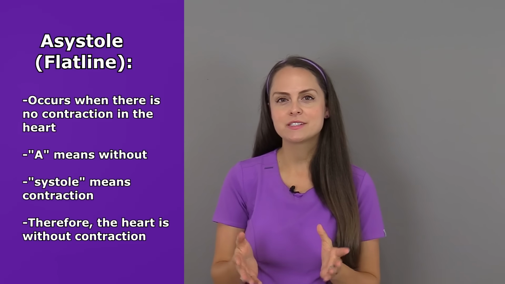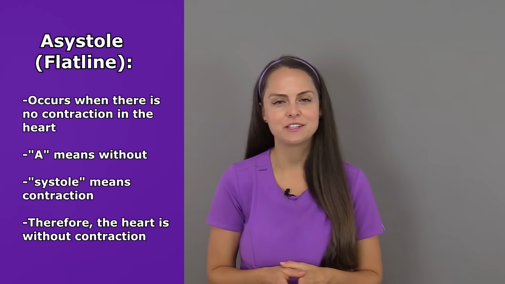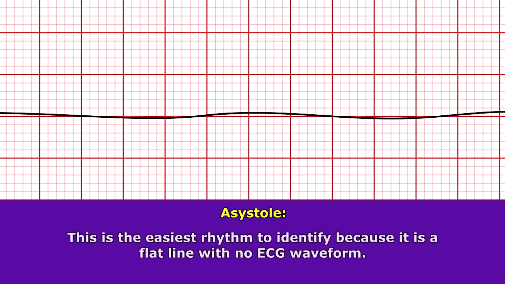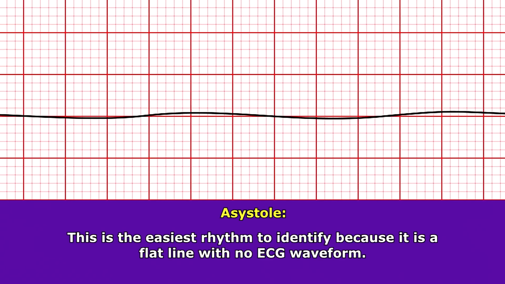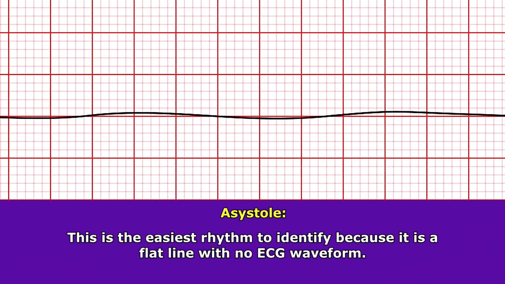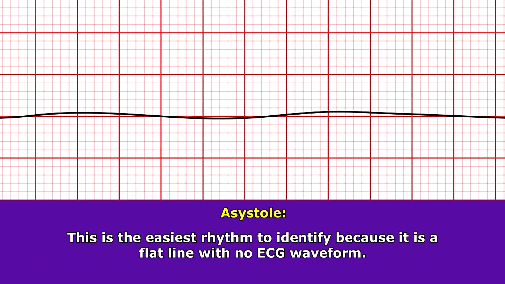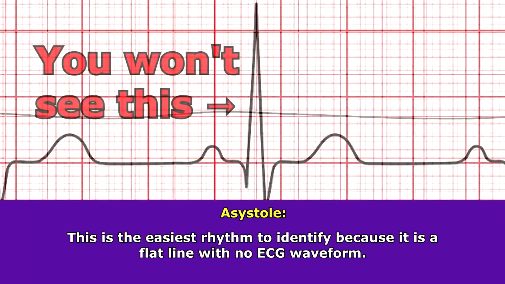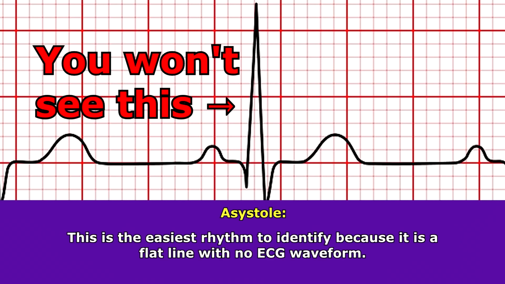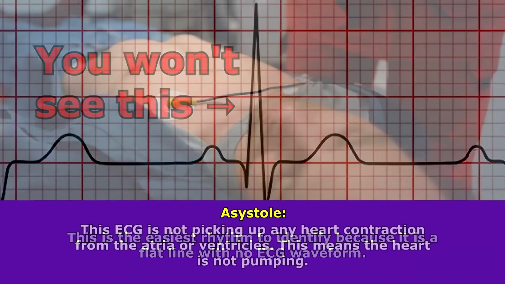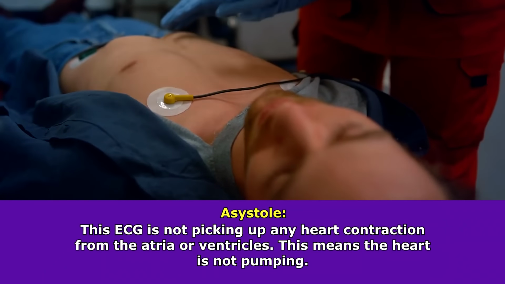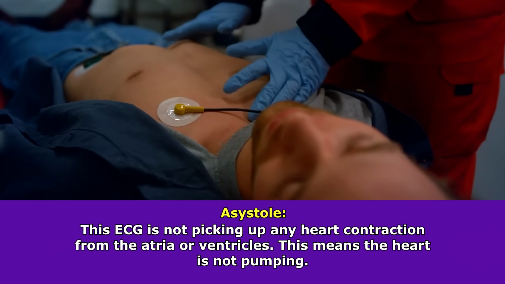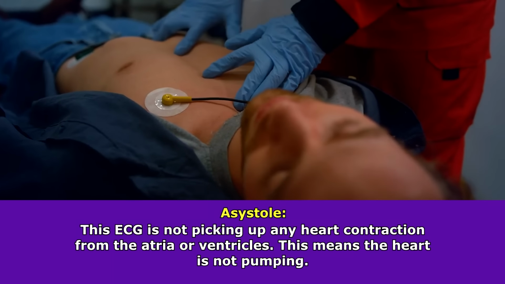Now, what are the characteristics and criteria to tell you that you're dealing with asystole? Well, this rhythm is actually one of the easiest rhythms to identify out of all the rhythms you have to know as a nurse. What it looks like is a flat line on the ECG, and there's no ECG waveform. So you're not going to see a P, QRS, T on there at all. The electrodes are not picking up any heart contraction from the atria or the ventricle. So that tells you that this heart is not pumping.